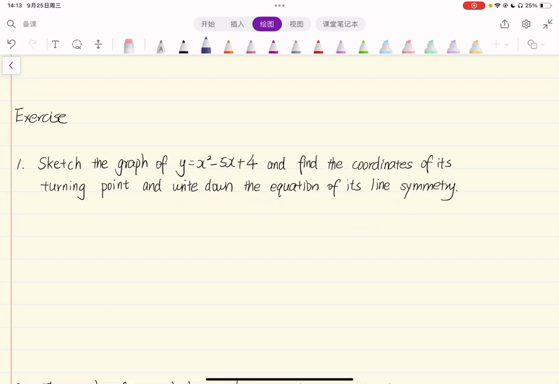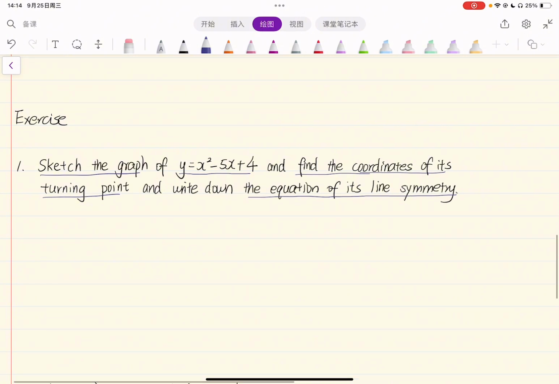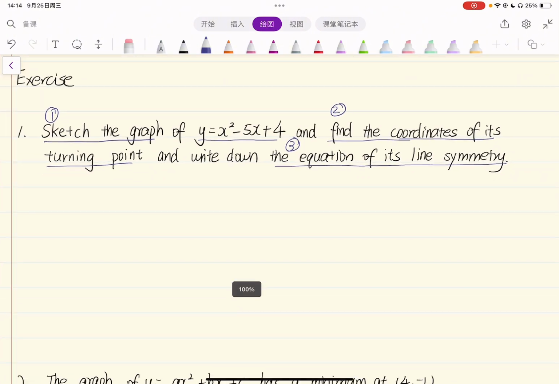Let's see the question. It asks you to sketch the graph of y equals x squared minus 5x plus 4, the quadratic function, and find the coordinates of its turning point, and write down the equation of its line of symmetry. So in this question, first, we need to sketch the graph. Second, find the coordinates of the turning point. Third, the equation of the line of symmetry. So let's do it step by step.